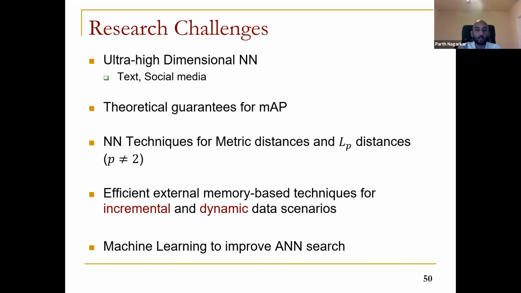And lastly, in this new learning to index category of papers, the goal is basically, can we use machine learning to improve the search? We think that it's a hot topic, and many challenges are still there in that domain. And with that, thank you for attending this tutorial, and we'll be happy to take any more questions.